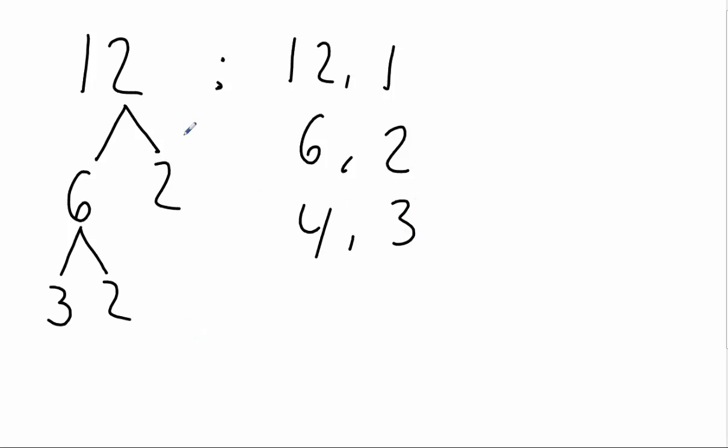Actually, all of them are here, because if you look at it, here's 6 and 2, and then 3 and 2 times 2 is 4, so 3 and 4 is represented with this little curve right here. 6 and 2 is there, and obviously 12 and 1.